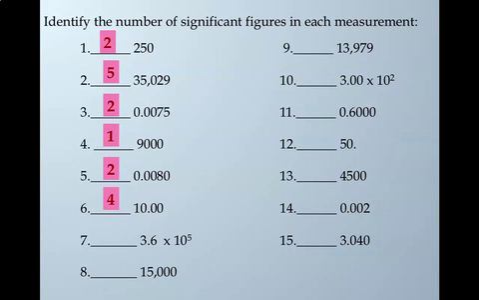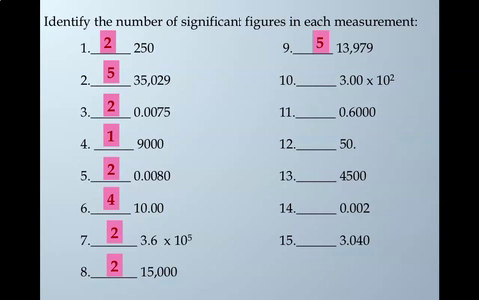Number 7, we just have to count the coefficient, so that's the 3 and the 6. So just 2 numbers there. Number 8, there's no decimal point, so we're only counting the non-zeros, which is the 1 and the 5. So we get 2 numbers there. Number 9, we have no zeros, so each number counts. We have 5 numbers present.